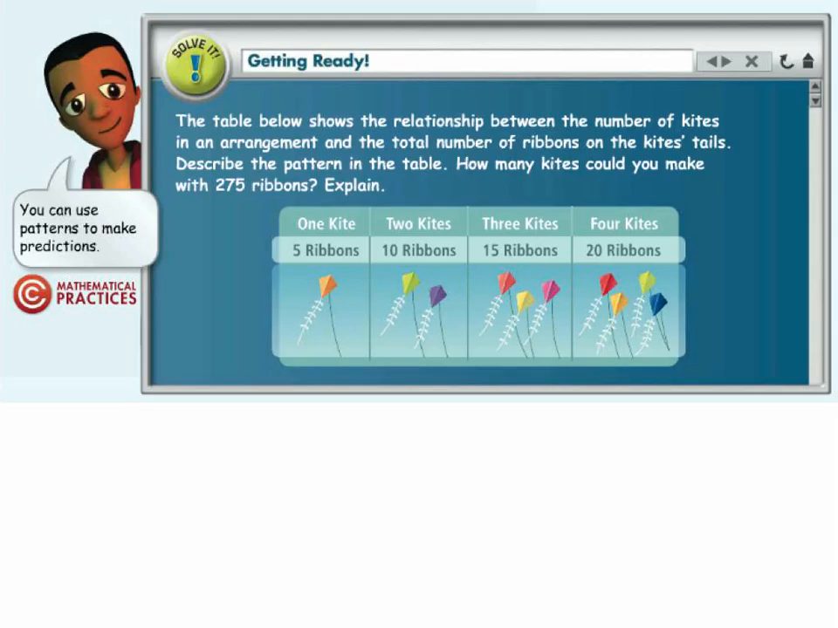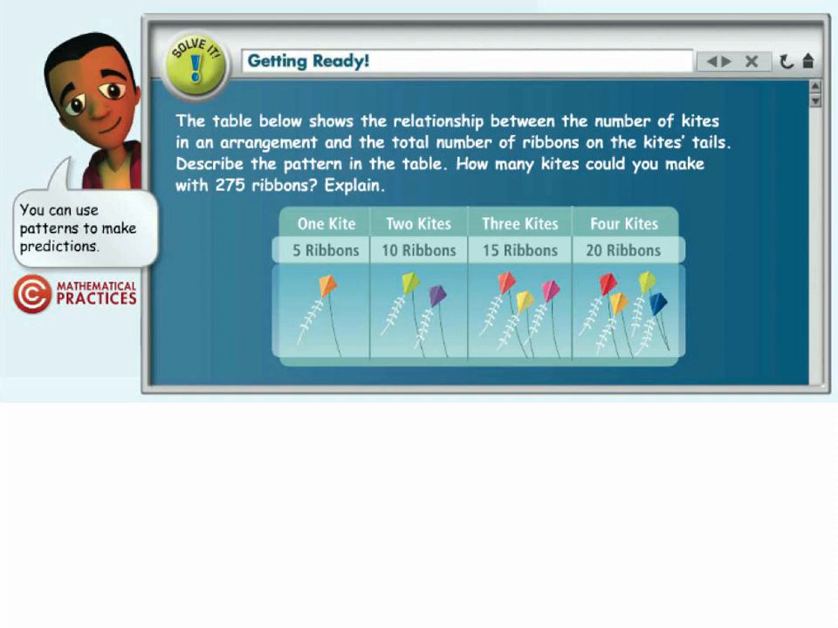Here we go. The table below shows the relationship between the number of kites in an arrangement and the total number of ribbons on the kite's tails. Describe the pattern in the table. How many kites could you make with 275 ribbons? So describe the pattern in the table.